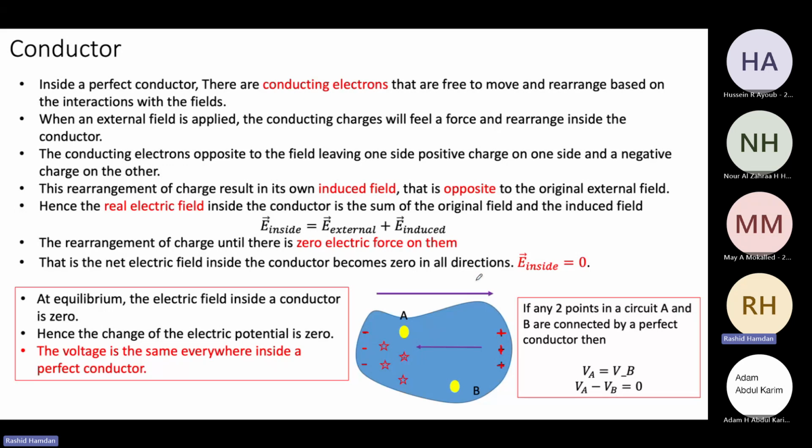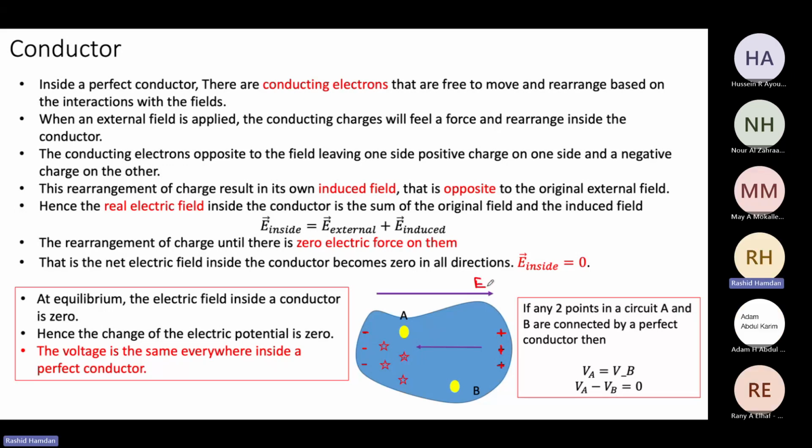So there would be an electric field generated. There is the external field here, E external. And then there would be a new electric field that is opposite to the external, that is the induced field. Now these charges keep moving around until the net field, the total field, E inside becomes zero. So when E inside becomes zero, now we reach equilibrium.